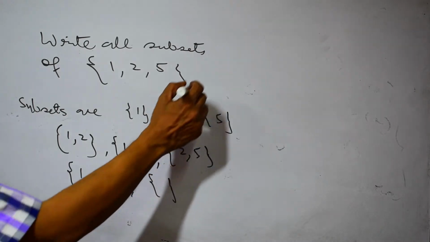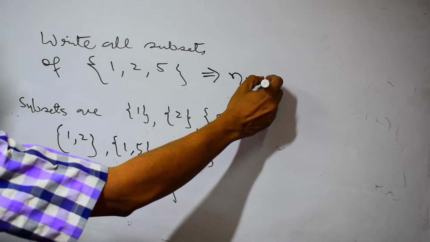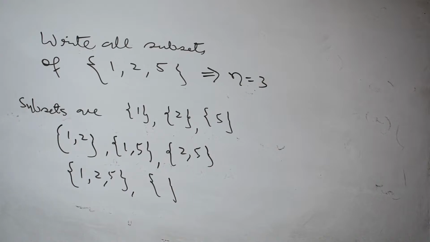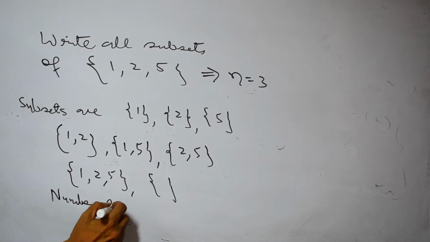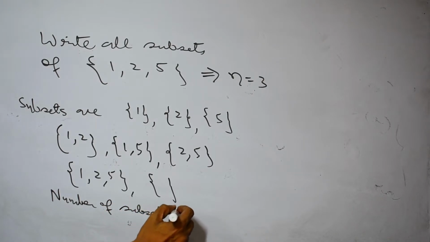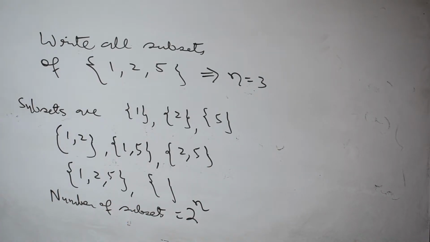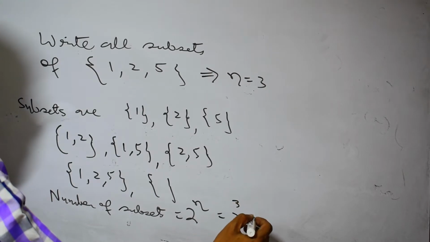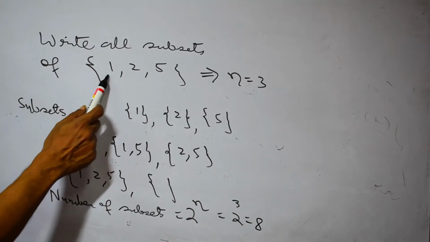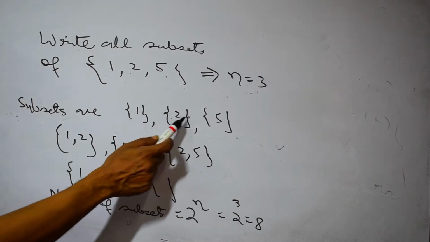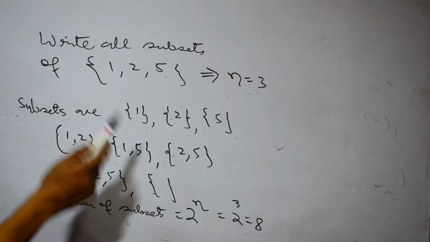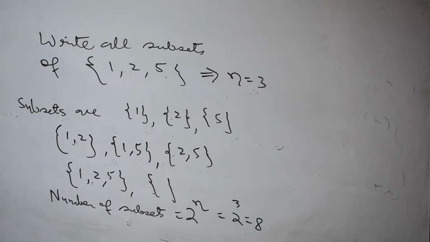Now if you count, the number of elements is 3. There is a formula for how many subsets there will be: the possible number of subsets is 2 to the power n. That means 2 to the power 3 is 8. Three elements are there, that's why n is equal to 3. Now if I count the subsets, 1, 2, 3, 4, 5, 6, 7, 8, there are 8 subsets, which comes from 2 to the power 3 also.